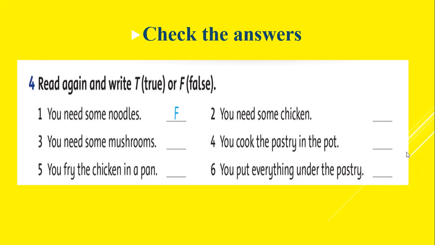Number 2. You need some chicken. Do you think true or false? True. Okay. Number 3. You need some mushrooms. True or false? True. Number 4. You cook the pastry in the pot. True or false, class? False.